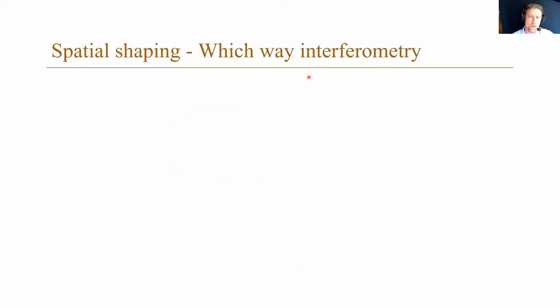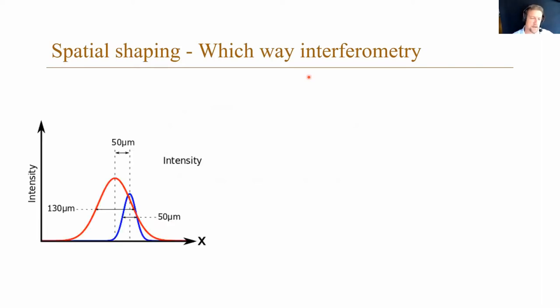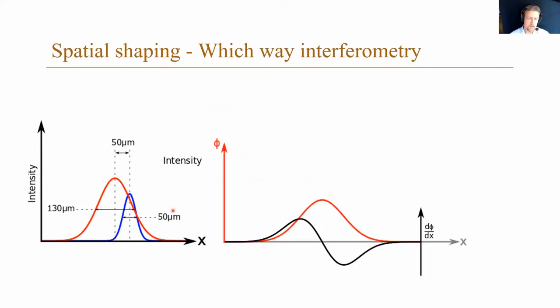This is how we can do sort of a classical which-way interferometry experiment. We have a tightly focused XUV pulse, 50 microns. We have a slightly larger IR pulse, but not so large that the intensity variation is linear, but it's really a nonlinear change. And we compare the phase variation across the XUV pulse and see how this will look in the far field.